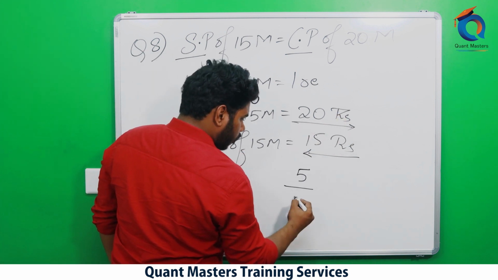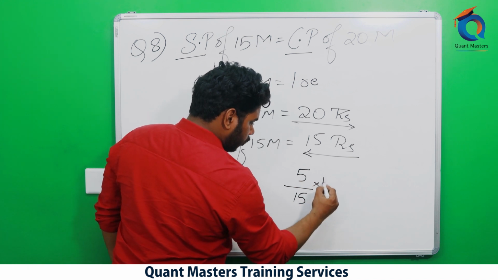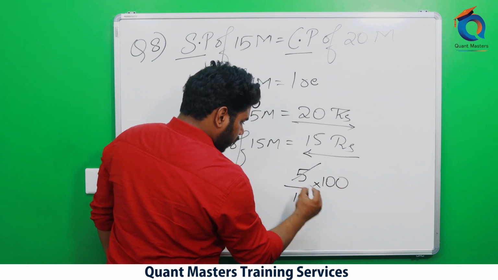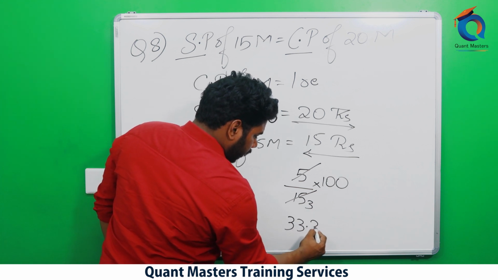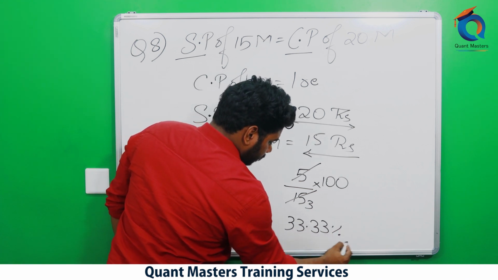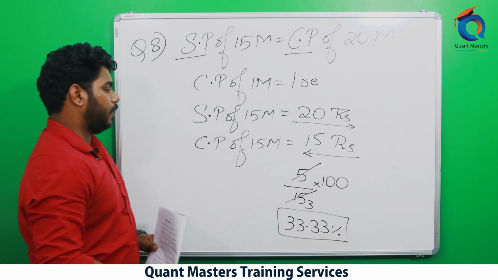Buying at 15, selling at 20, what is your profit? 5 rupees. What is your cost price? 15 rupees. Profit over cost price into 100: 5 ones are 5, 5 threes are 15. What is 100 by 3? It is nothing but 33.33%. Please make a note.